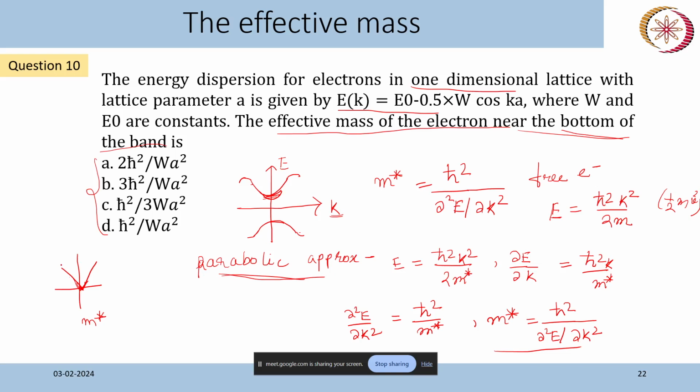So in some materials, for example in graphene, the E-k relation is linear, so we cannot use the parabolic approximation and this kind of formula. So it depends on the band structure. That is what I wanted to say.